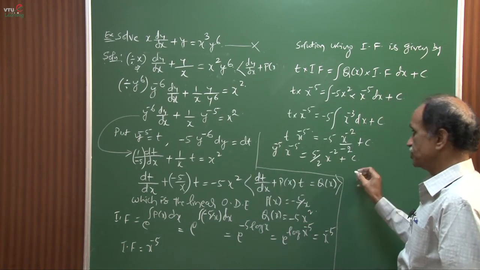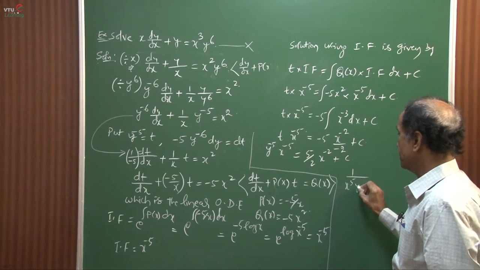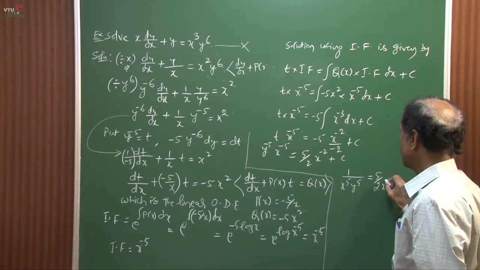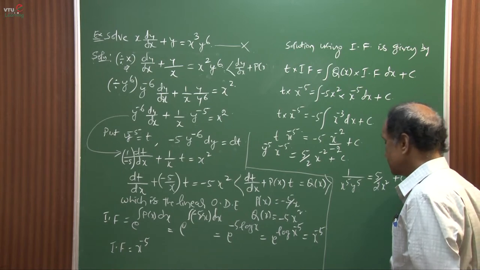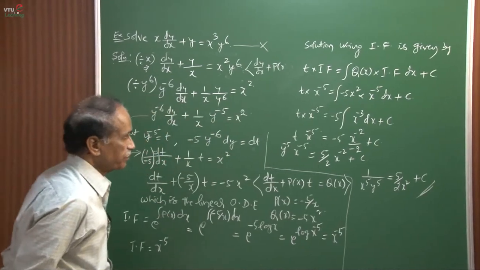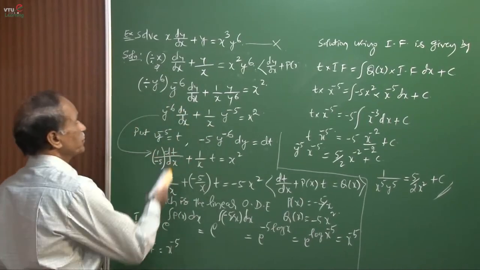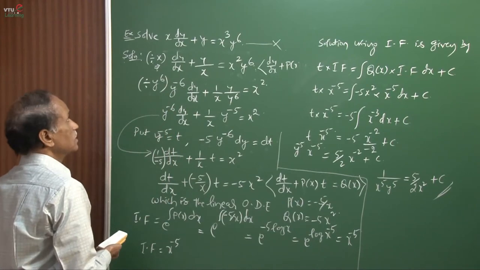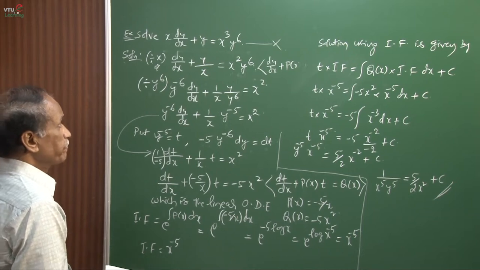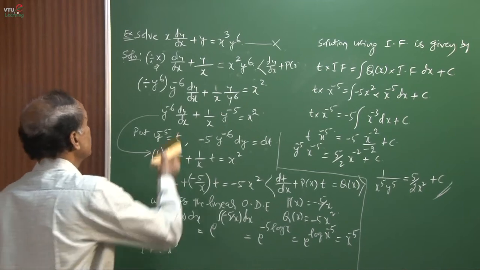The final form of the solution of the differential equation comes to be 1 divided by x to the power of 5 y to the power of 5 is equal to 5 by 2 x square plus constant. This is the final form for the nonlinear differential equation. This is Bernoulli's standard differential equation, where most of the time the dependent variable appears with degree more than 1. Only then it is called a nonlinear differential equation.